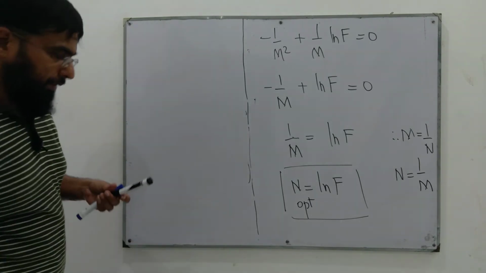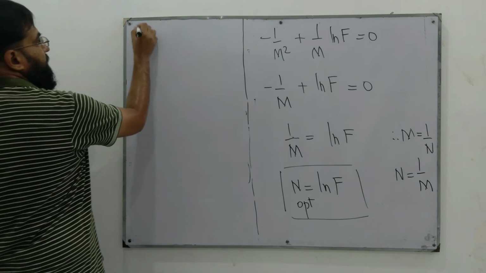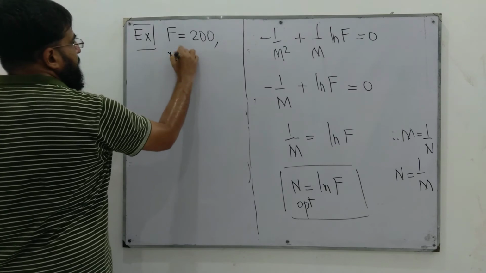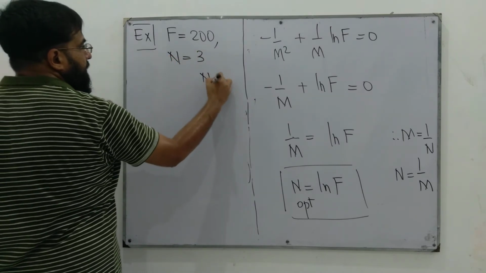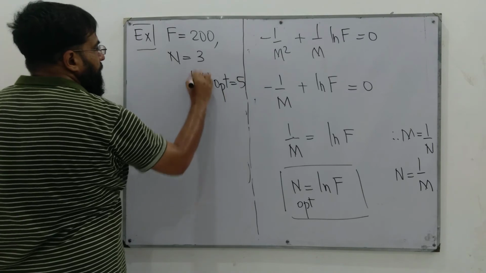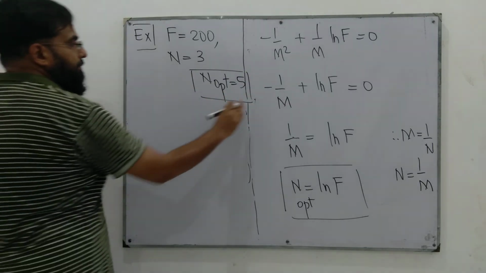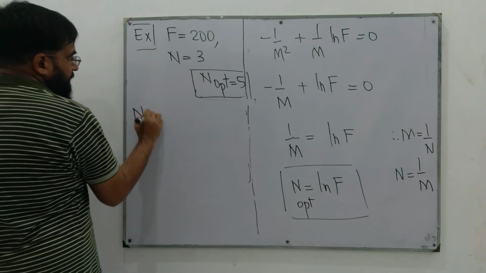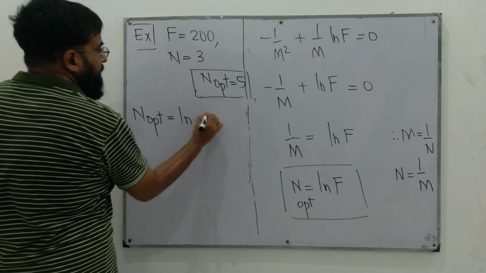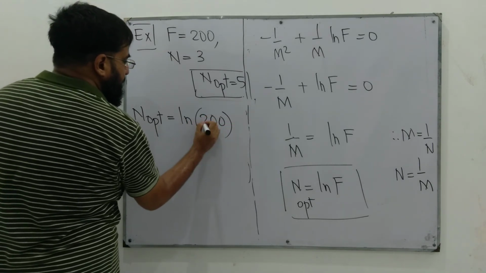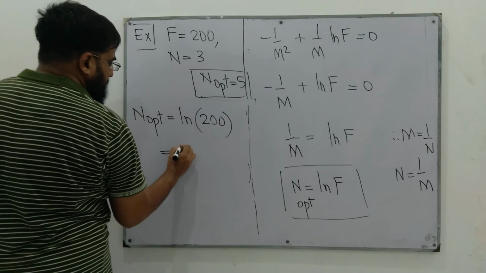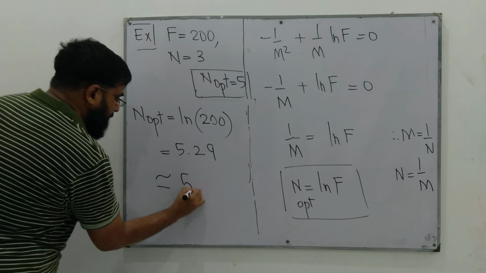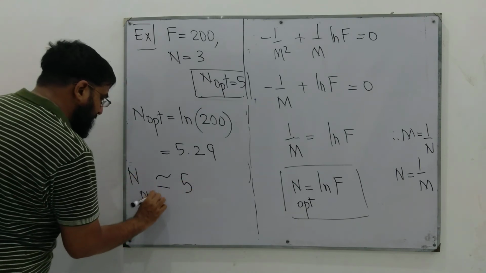In our last example that we solved in the 14th lecture, F was given to be 200. Initially n is 3, and we computed using hit and trial that n optimum is equal to 5. Now we can do it analytically. N optimum can be computed analytically by computing log of F, which is log of 200. Log of 200 comes out to be approximately 5.29, which we can assume to be 5.